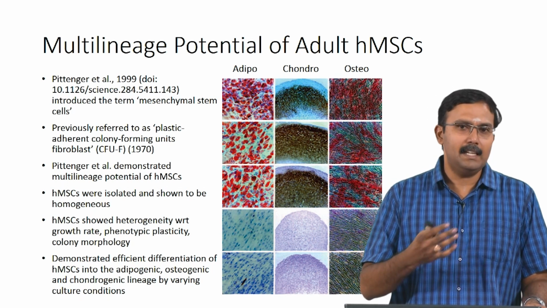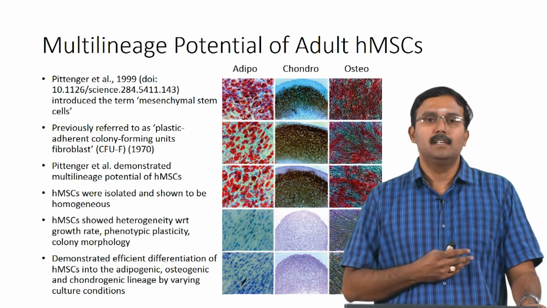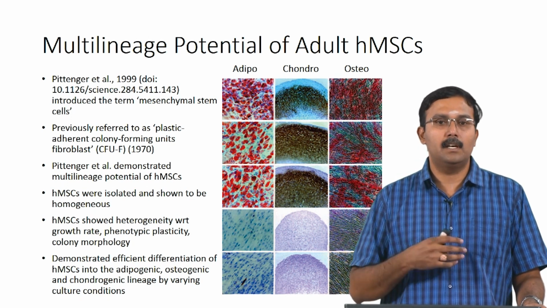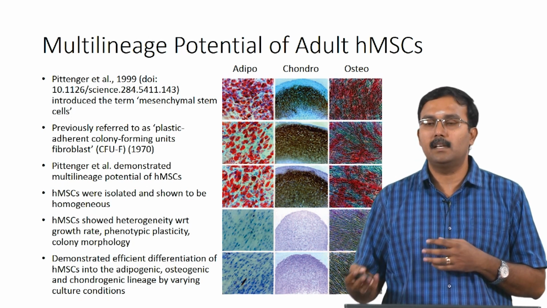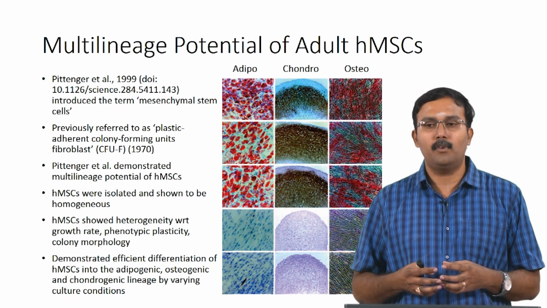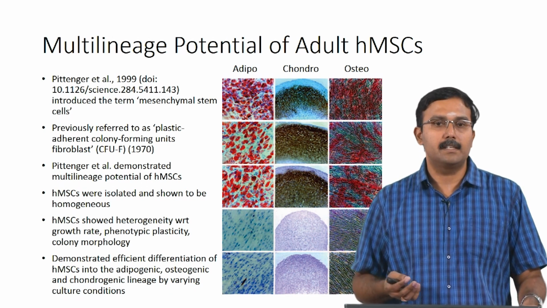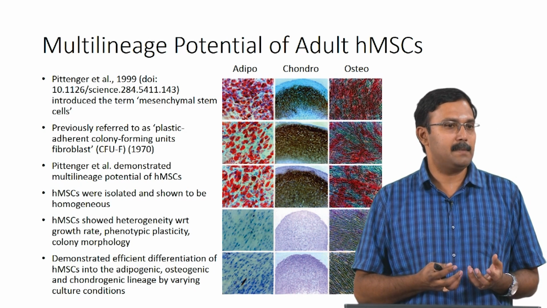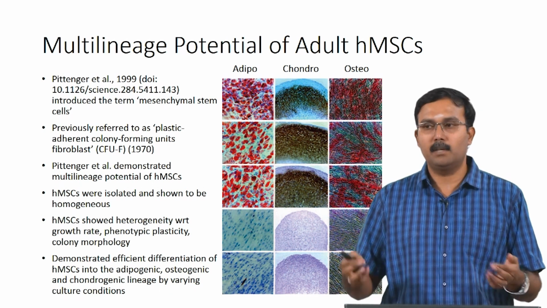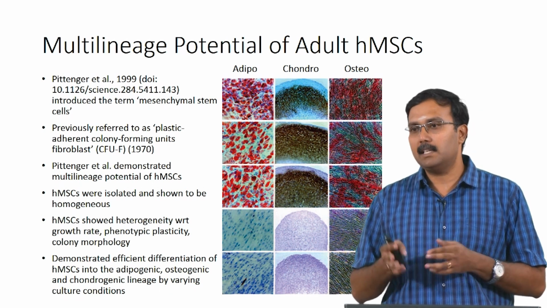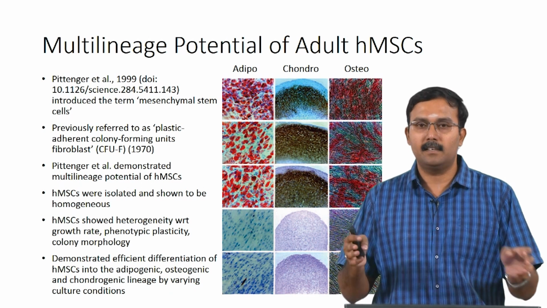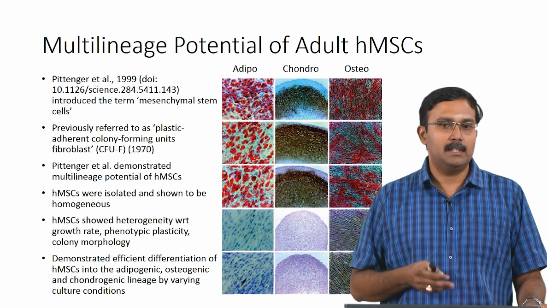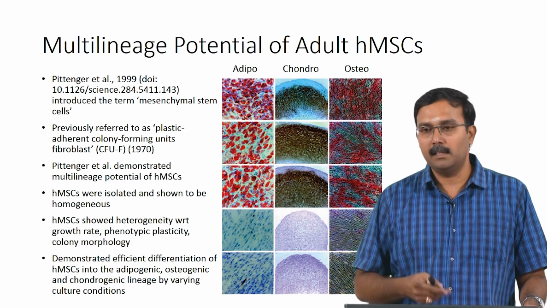They also showed that these mesenchymal stem cells had heterogeneity with growth rate, phenotypic plasticity and colony morphology when cultured in different conditions. Initially they were identical, right. When you harvest these mesenchymal stem cells, all the morphology and all the properties are the same, but when you culture them in different conditions, they become completely different cells, and that was shown for the first time in this paper.